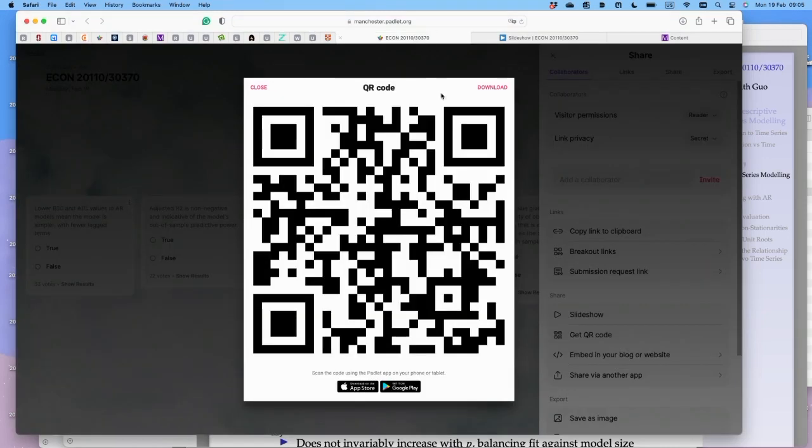Those who just came in, I give you a few seconds to scan the code, okay? 5, 3, 2, time's up.